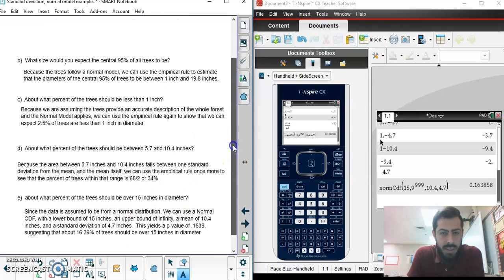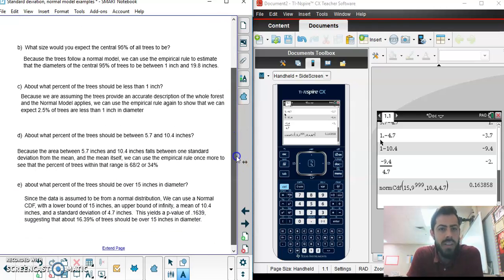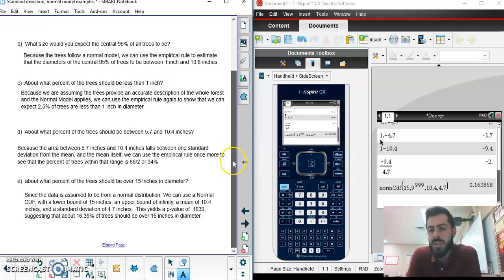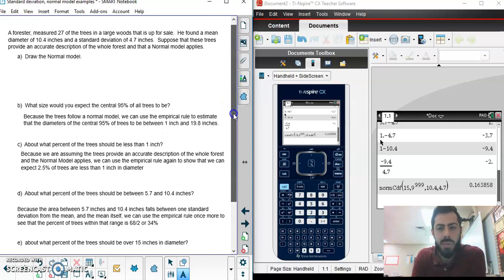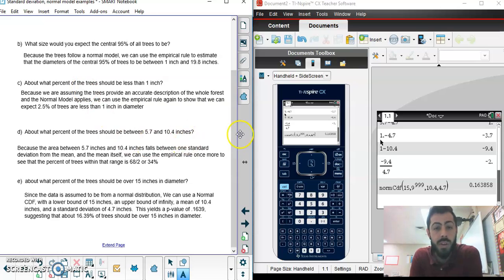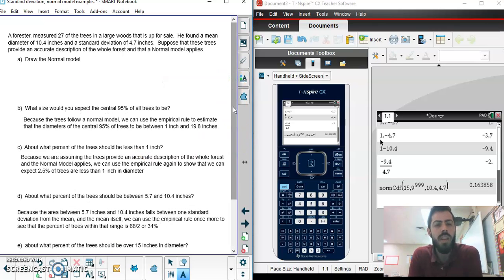And that, my friends, is basically all the ways you can think of, or all the different methods you can use. Use your empirical rule, use your tables, or you can use your calculator to answer these free response questions. All of these methods would have been acceptable. You could have done all of these in the calculator if you really wanted to. But yeah, hope this was helpful.